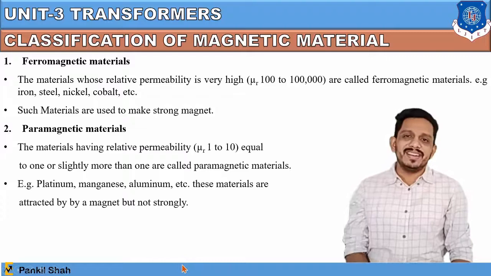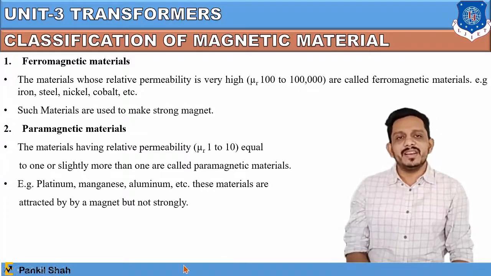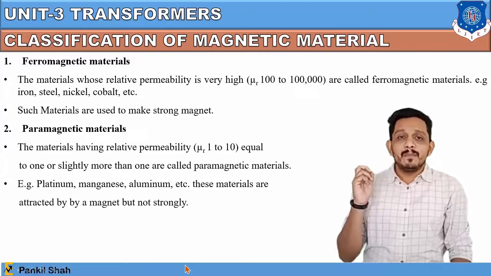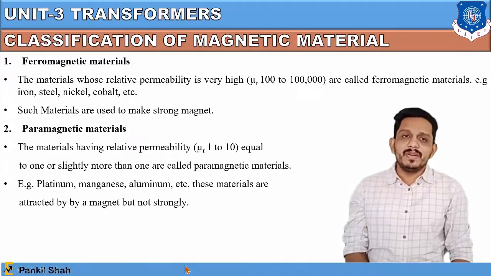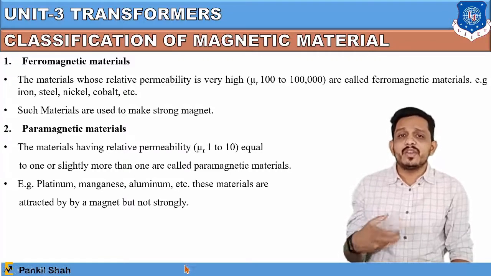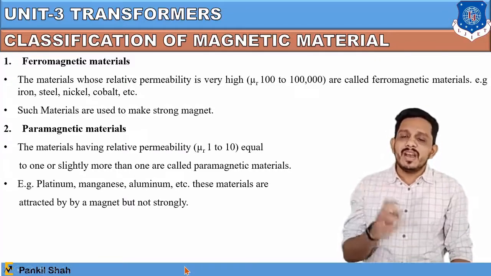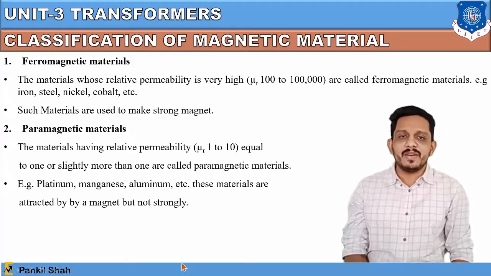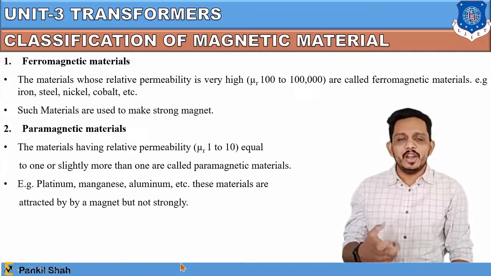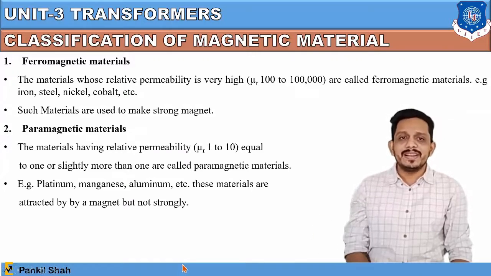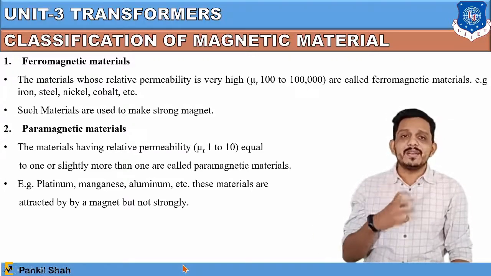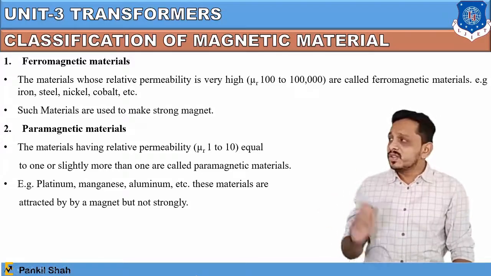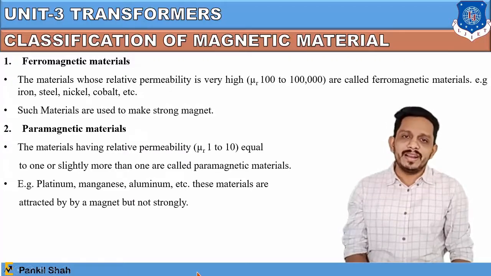The next magnetic material is the paramagnetic material, and this is the poorest form of magnetic material. Materials having relative permeability equal to 1 or slightly more than 1, up to 10, are known as paramagnetic materials. Examples of this kind of magnetic material are platinum, manganese, aluminum, etc. These materials are attracted by a magnet but not strongly. So mostly we use ferromagnetic materials. So this was all about the types of magnetic material.